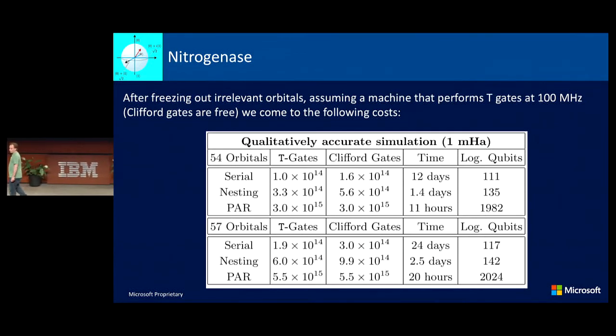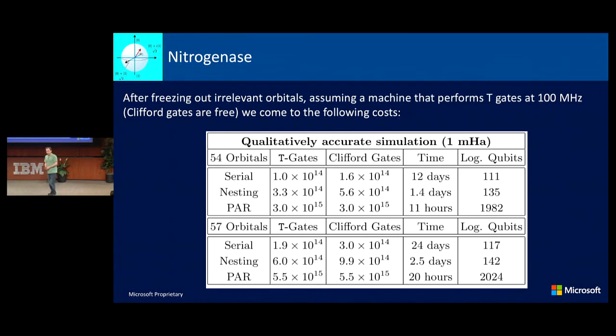It's 10 to the 14. Now, if you sit down and think about it, if you assume that you have a machine that can logically do T gates at 100 megahertz, which is extremely fast, don't get me wrong, but let's assume that because it's kind of comparable-ish to what you can do with classical hardware, you would be able to go through this in a relatively short period of time, depending on the amount of parallelism that you end up using. And these are some different schemes that we use for it, between 12 days and 11 hours.